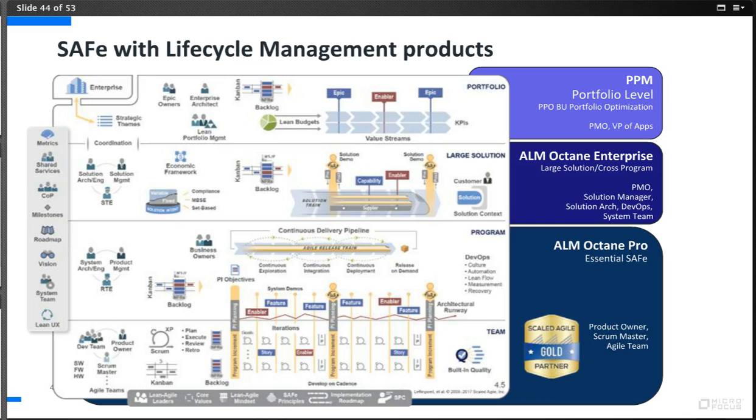And finally, we look at our PPM solution as a best-of-breed portfolio management. So the need to have the finances, the demand, the resource management, and the tight integrations that we have built into ALM Octane give us a very strong value proposition from a scaled agile framework standpoint.